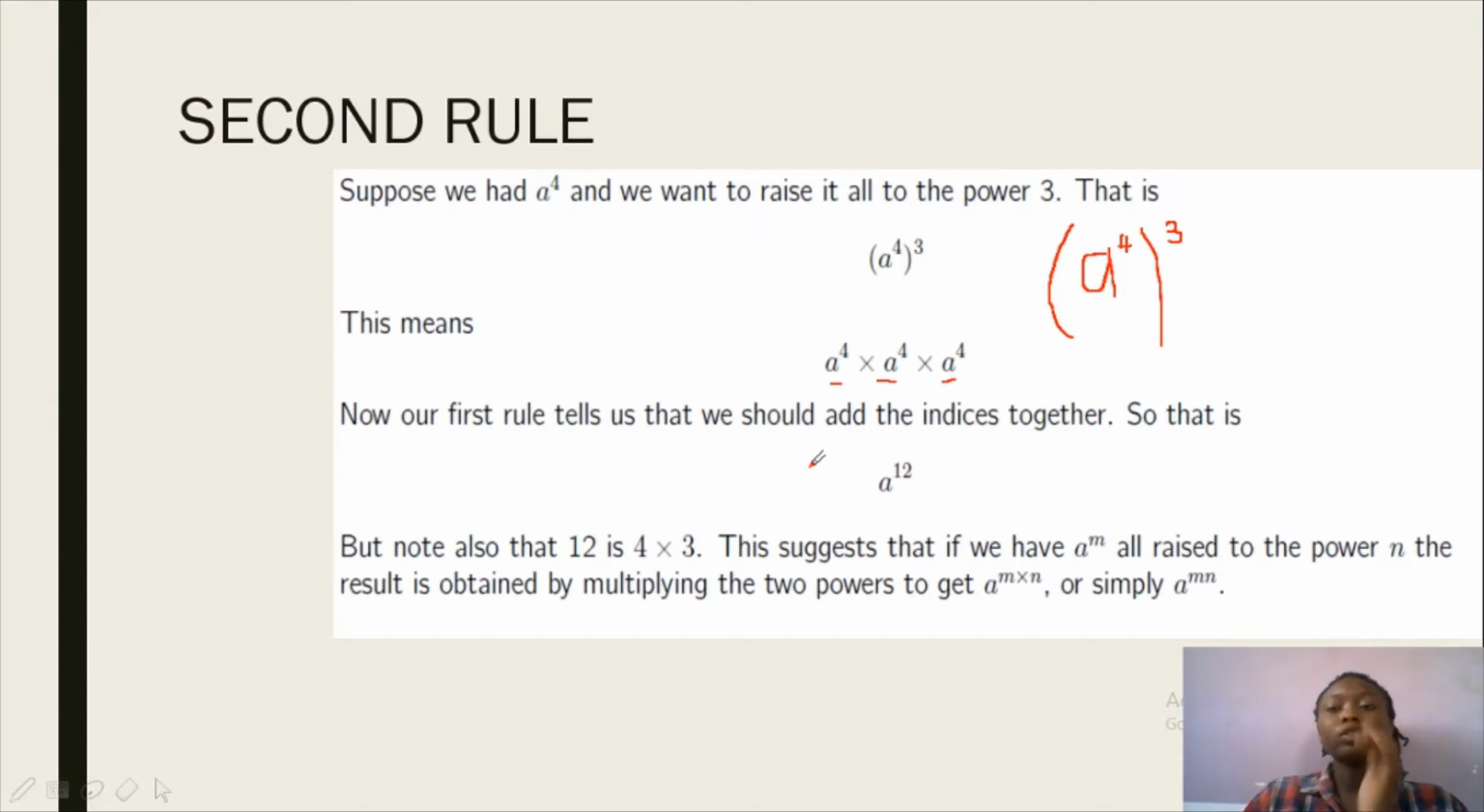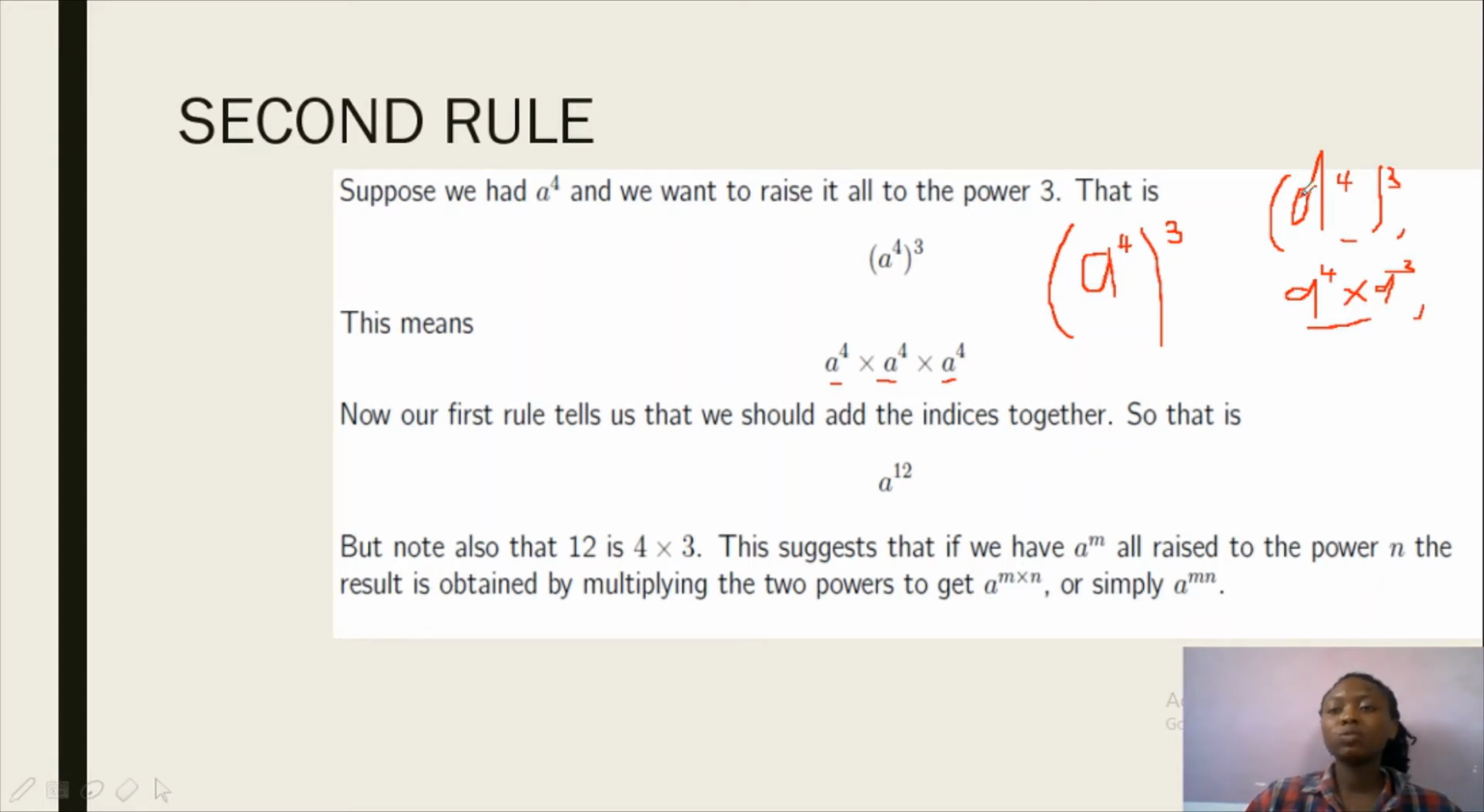Although they are multiplying, note one thing. This A raised to the power 4, bracket 3, is different from A raised to the power 4 times A raised to the power 3. So there are two different things. This is different from this. So we can't apply the first rule to this. There are two different things.